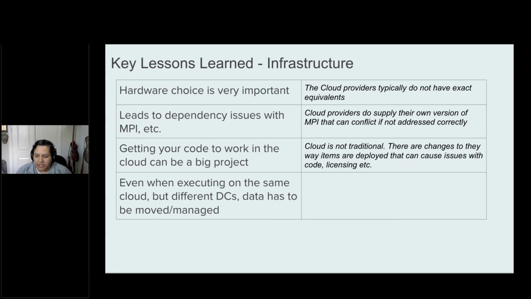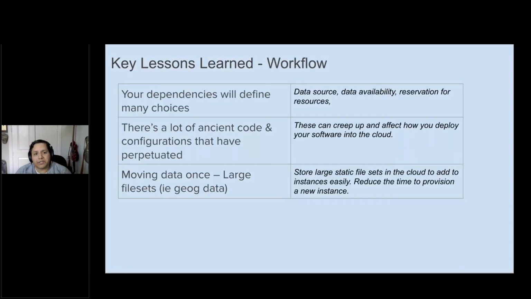It's just the nature of the cloud. You have different data centers and different availability zones, so stuff has to be moved around, and we orchestrate that as best as we can. Another thing to look at is just what happens with the workflows.